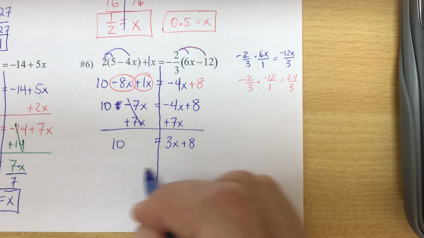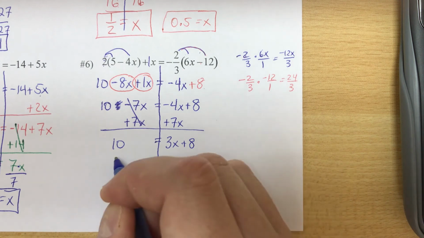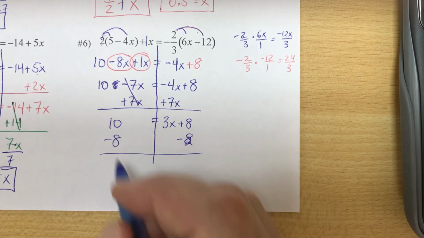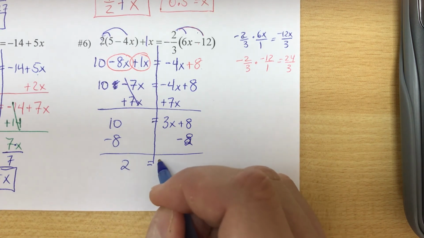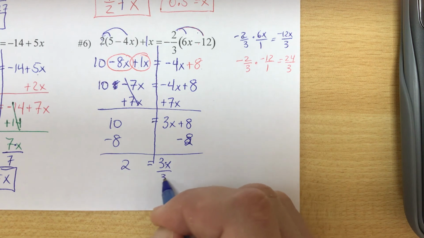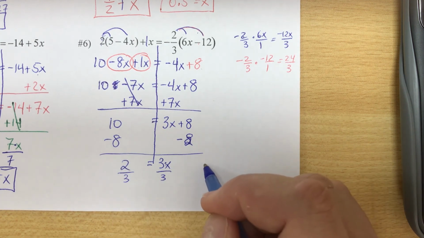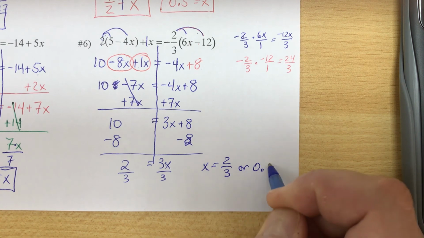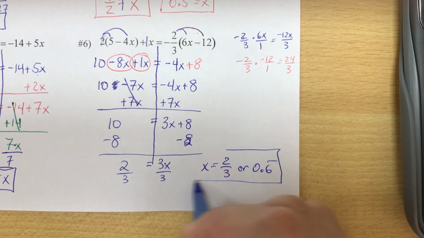Now we move the constant to the right, so we subtract, whoops, not 2, subtract 8. I'm thinking ahead here. 10 minus 8 is 2, is equal to 3x. Last move is to divide, to move the coefficient, and we get x equals 2 over 3, or 0.6 repeating.